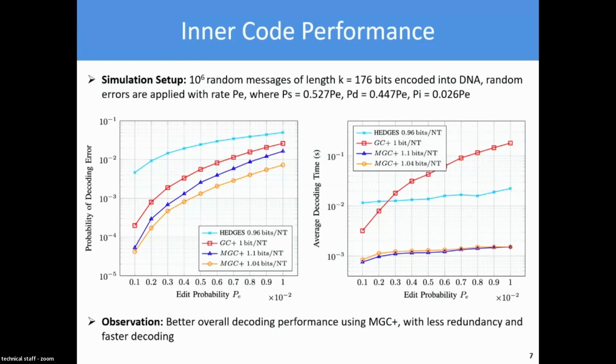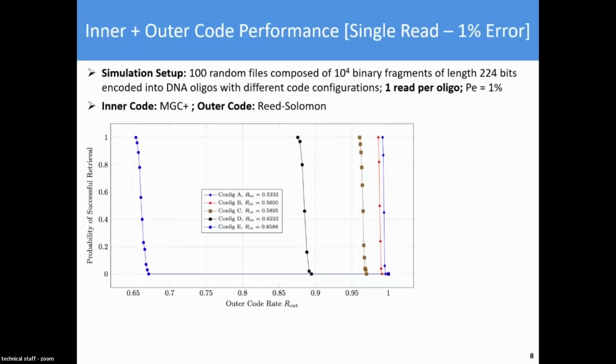And here the observation is that we can achieve a better overall decoding performance in terms of probability of decoding error, also in terms of code rate, because we are able to achieve better code rates, and also, very importantly, in terms of decoding time. Because with the MGC plus codes, we are able to achieve decoding in the order of milliseconds per frame, and this is on a personal computer of my student, so it's not any fancy hardware or anything. So this shows the comparison of the inner code, MGC plus versus other constructions.